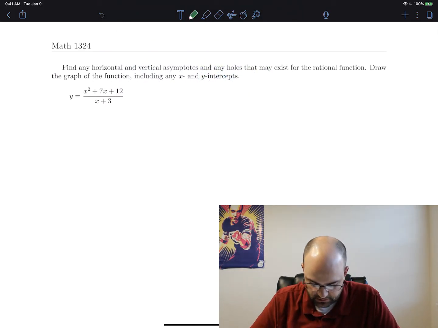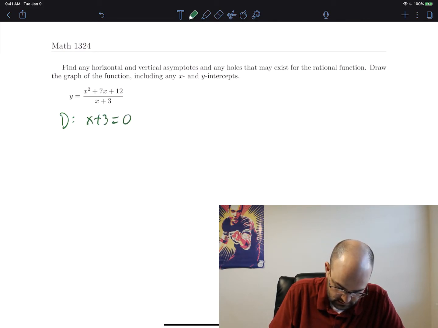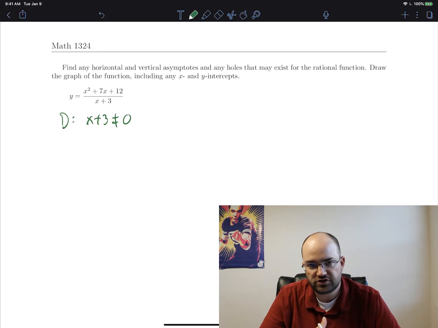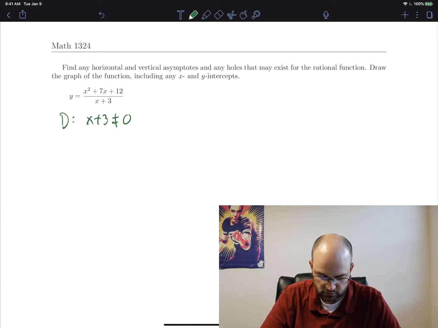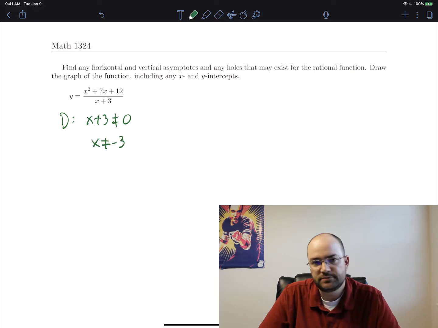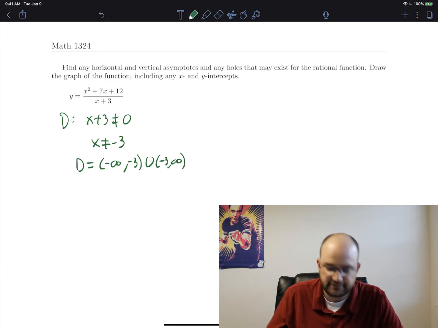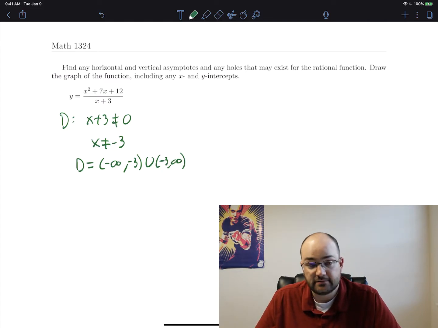Looking at this, I'm going to go ahead and find the domain. Finding the domain, we take the denominator. Again, this wasn't asked for, but I want to go ahead and do it. It's wherever the original question's denominator is not equal to 0. The original denominator is x plus 3, so x is not equal to negative 3. That means the domain is negative infinity to negative 3 union negative 3 to infinity. Excellent. That's the domain. I just wanted to get that out there.